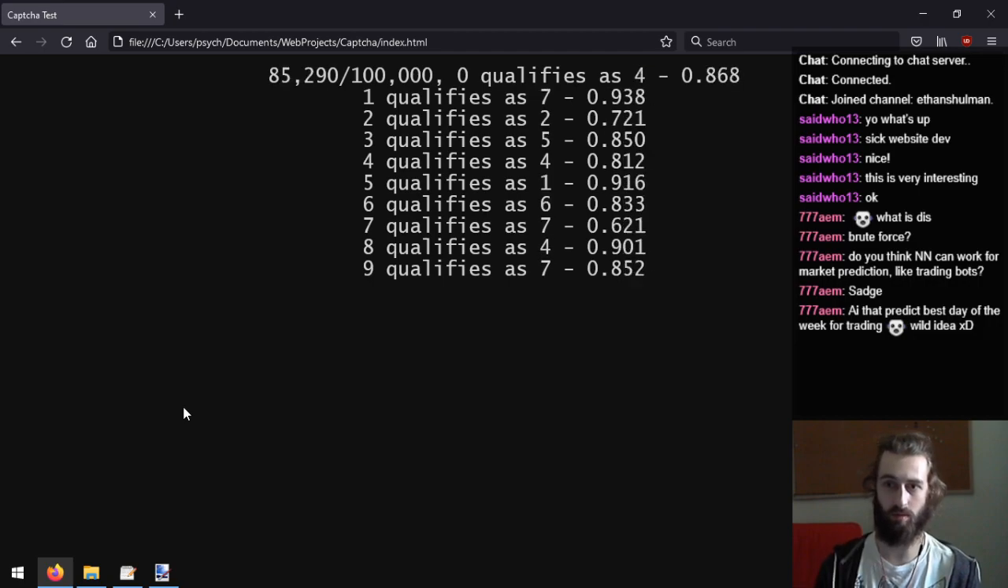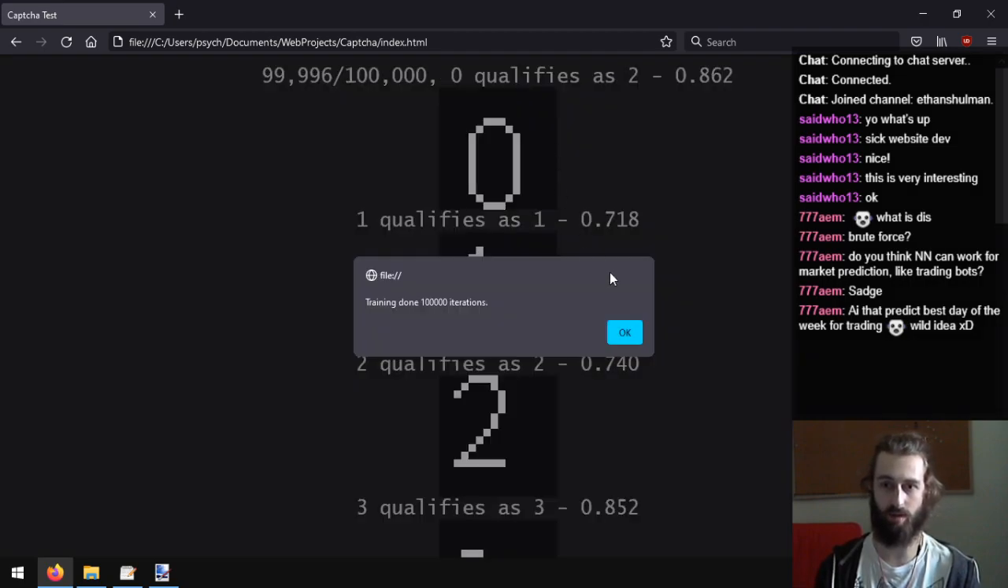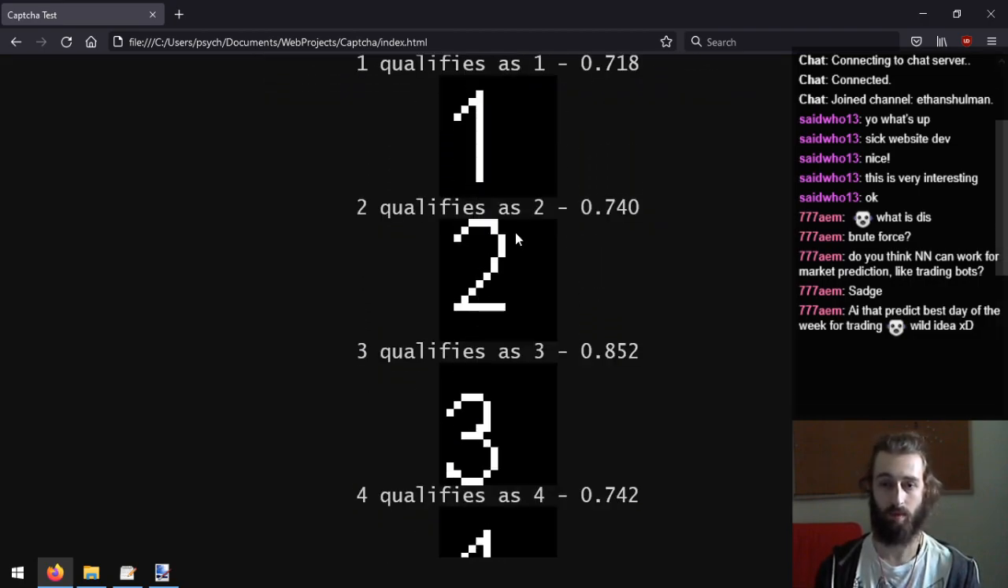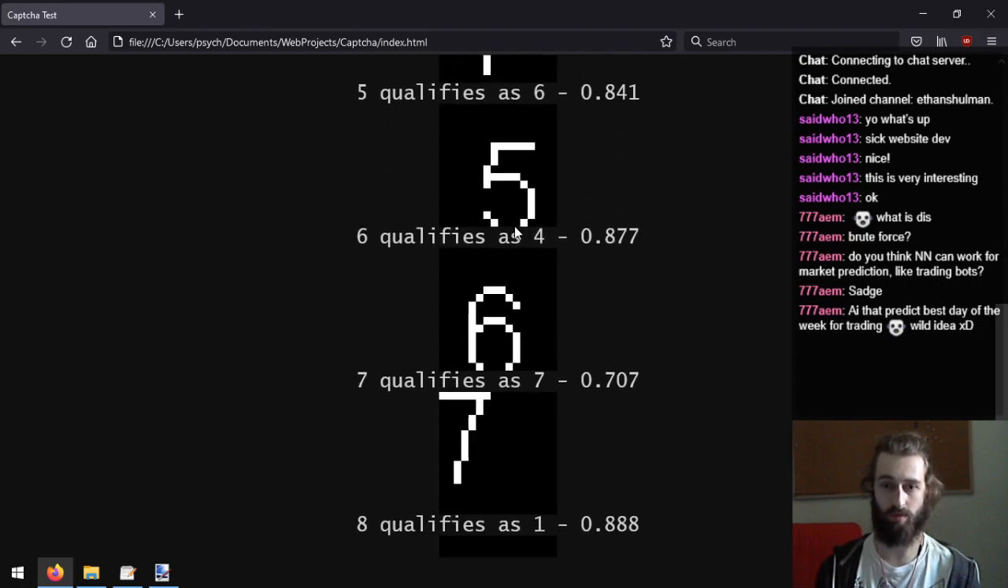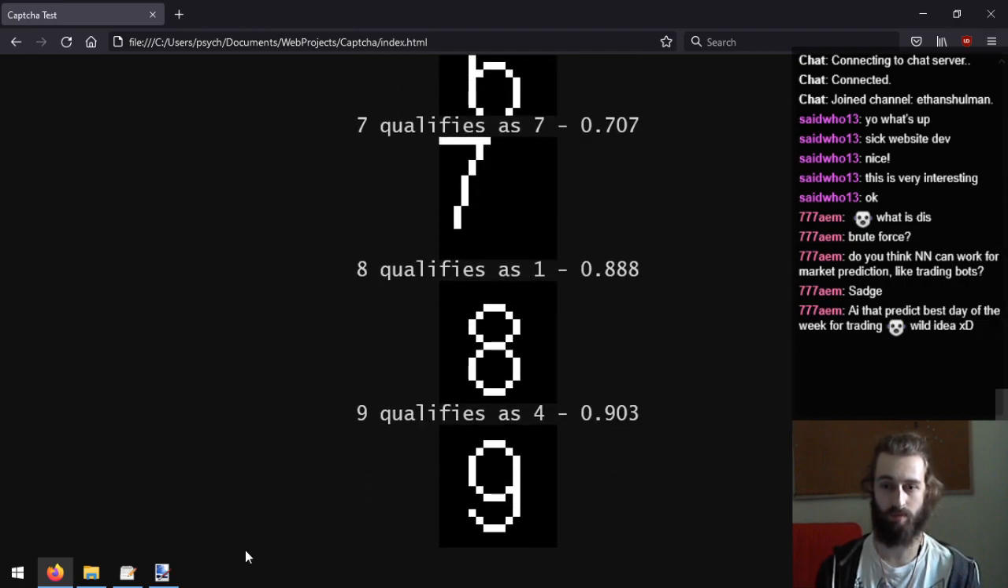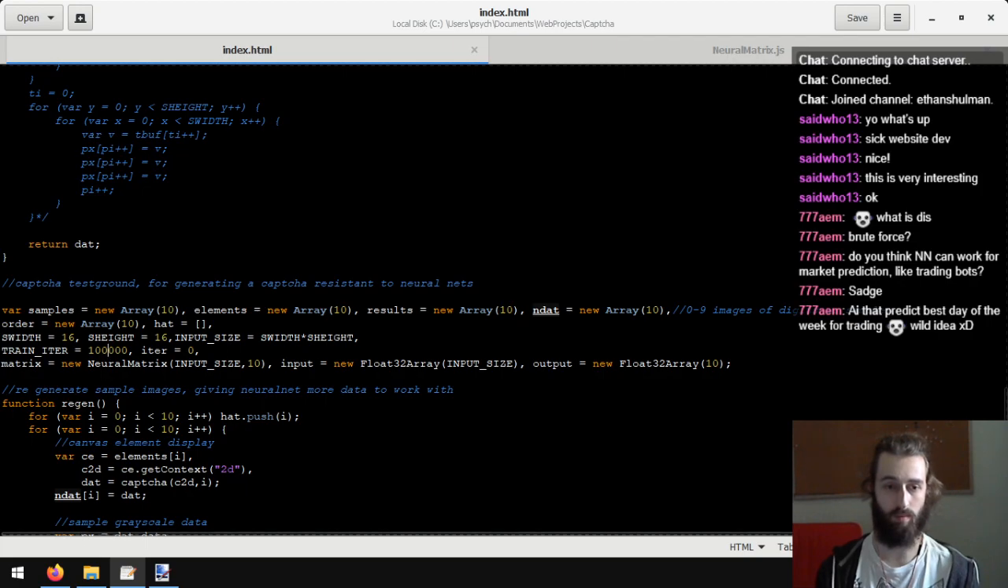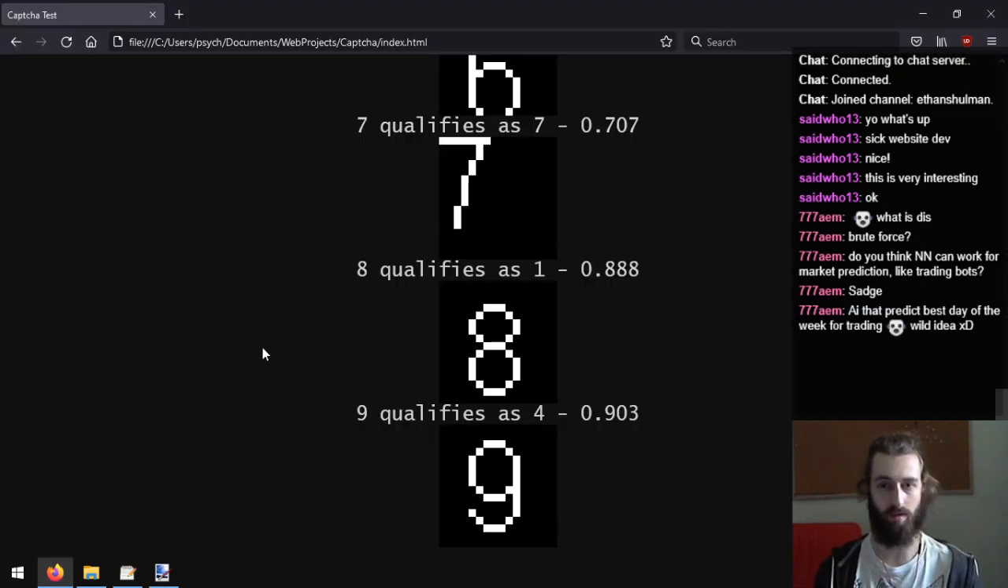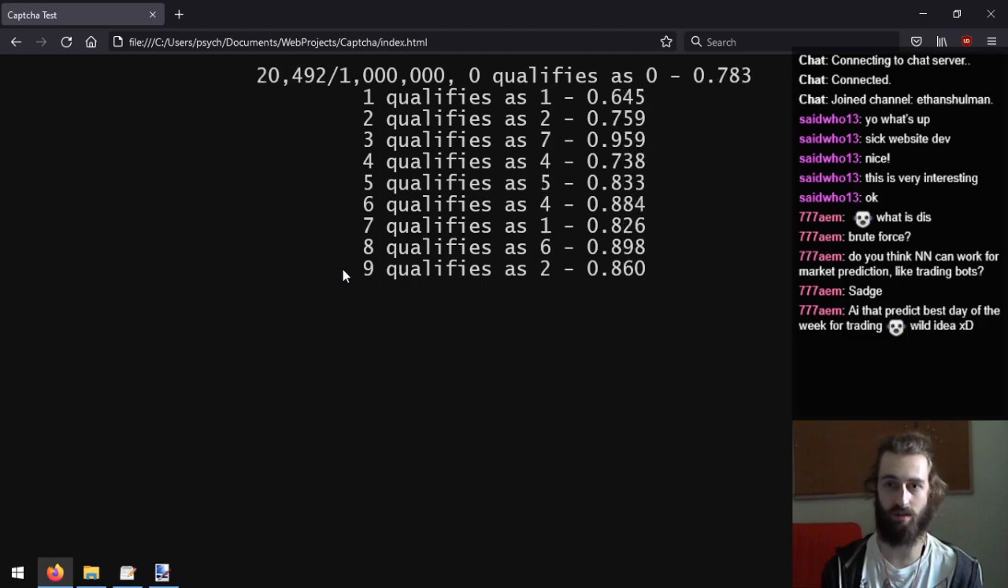It's still struggling, but less. It's able to get 2 here. 1 is 1, 2 is 2, 3 is 3, 4 is 4. Alright, cool. So let's try and get this working better now. See how many iterations it takes to get consistent.